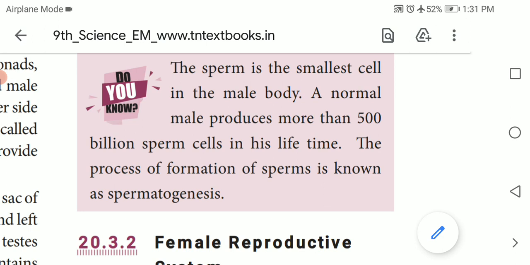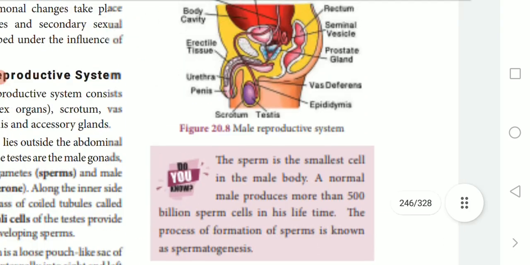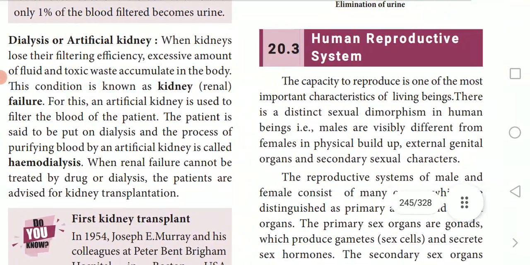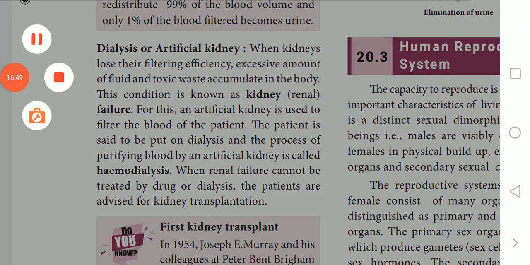Sperm is the smallest cell in the male body. A normal male produces more than 500 million sperm cells in his lifetime. The process of formation of sperm is known as spermatogenesis. With this, we wind up our class, and we have also completed chapter 20 fully.